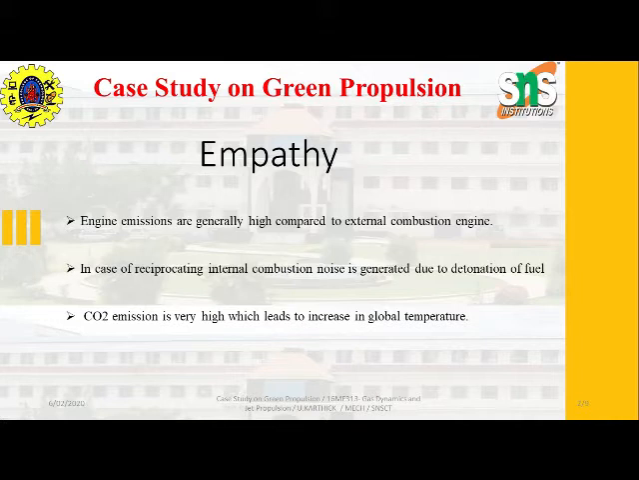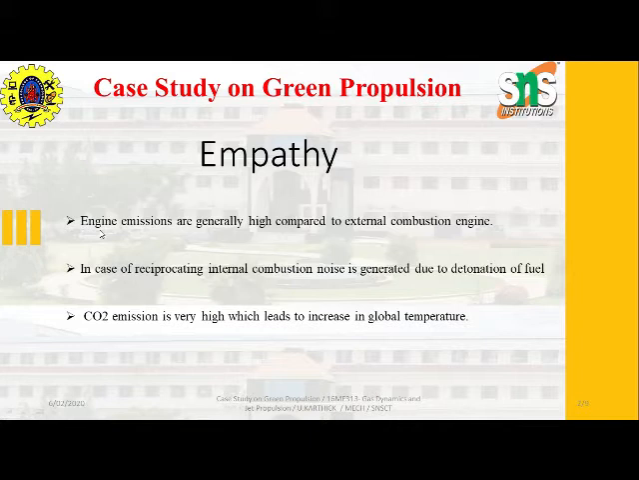In the empathy part, we need to discuss the usage of fossil fuel vehicles. Nowadays we are using these vehicles, so what difficulties or problems are we facing because of vibration or environmental problems? In the empathy part, we have gathered some information. Engine emissions are generally high compared to external combustion engines, and in a reciprocating internal combustion engine, noise is generated due to detonation of fuel.